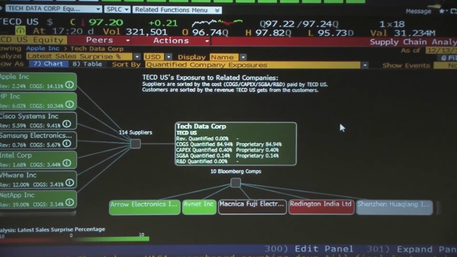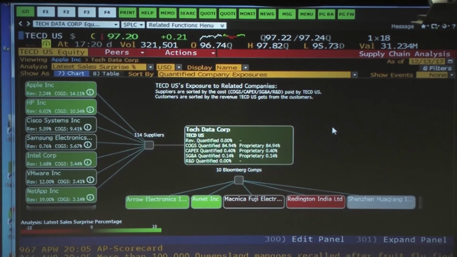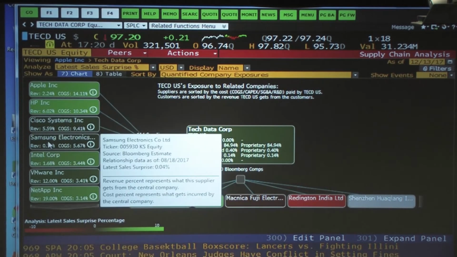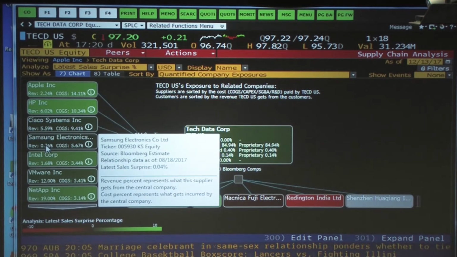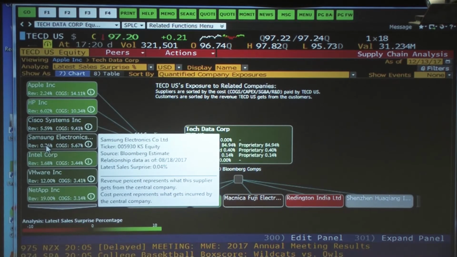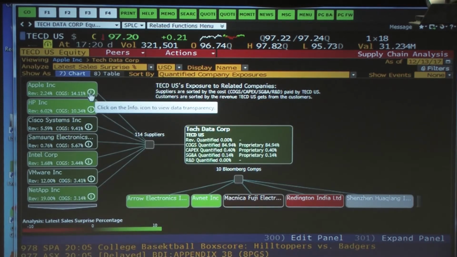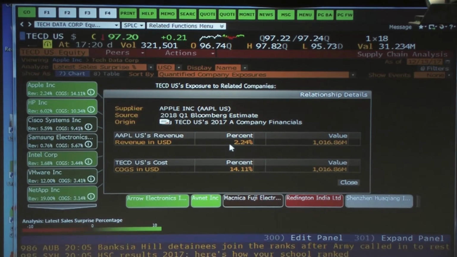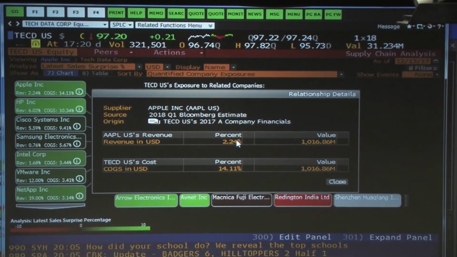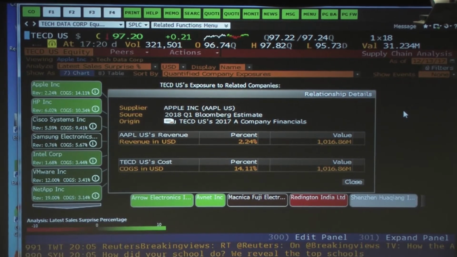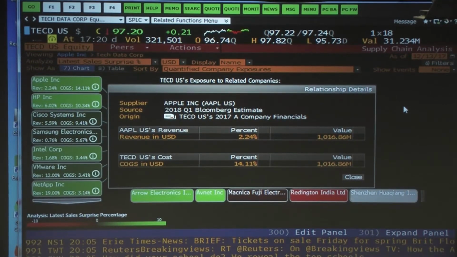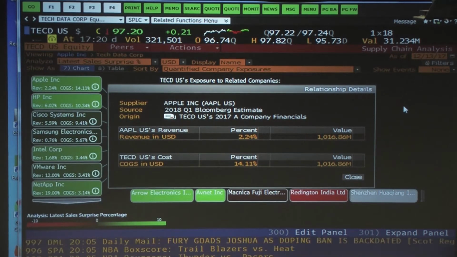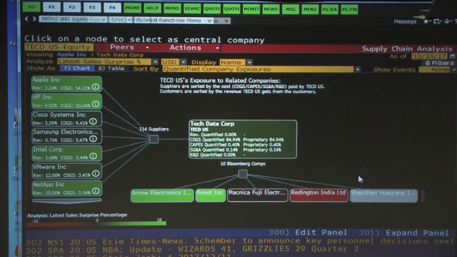That's a good question. Ah, so the revenue. I think it talks about Apple's revenue, and I think it might talk about what percentage of revenue is derived from these companies.